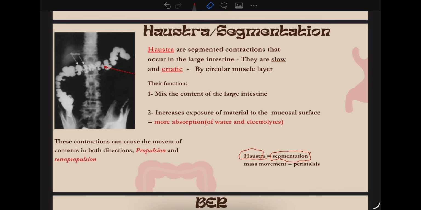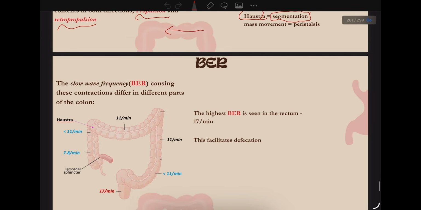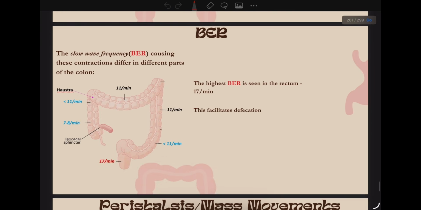And they do that by organized contractions and all of that. And the difference between segmentation and haustra is that they can be propulsion or retropulsion. Propulsion means it's moving forward like this, and retropulsion means it's moving backwards. So that's not something that you see in the normal segmentation. Now, the basic electrical rhythm.